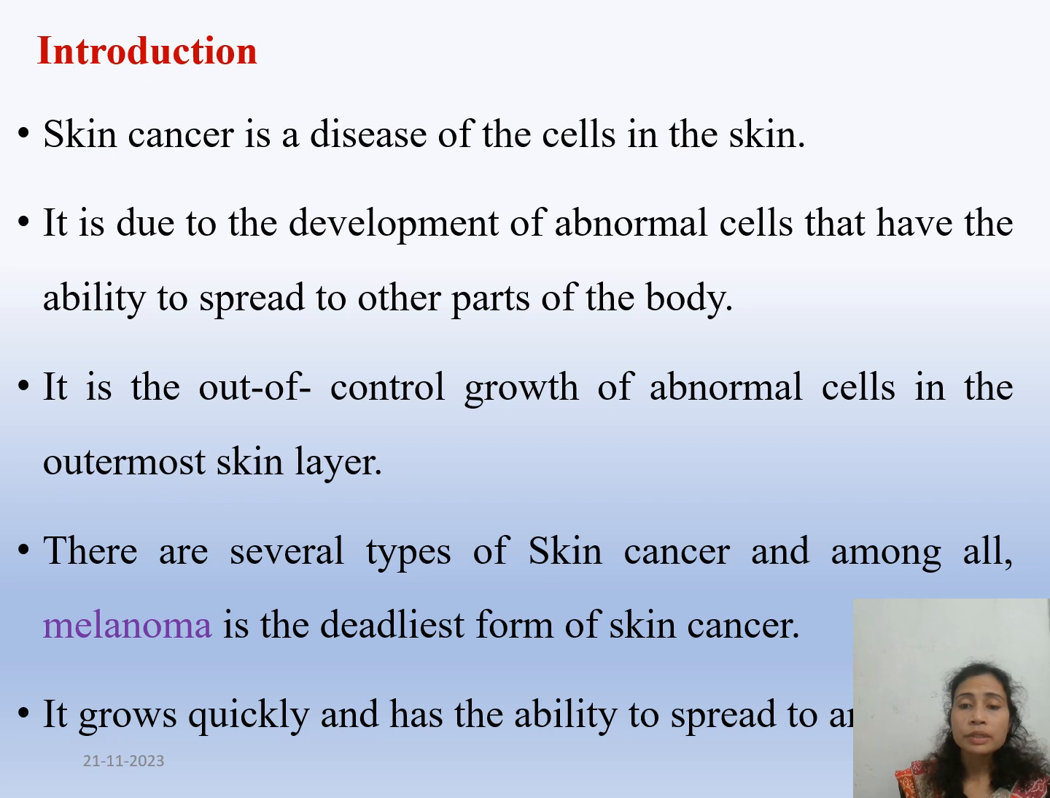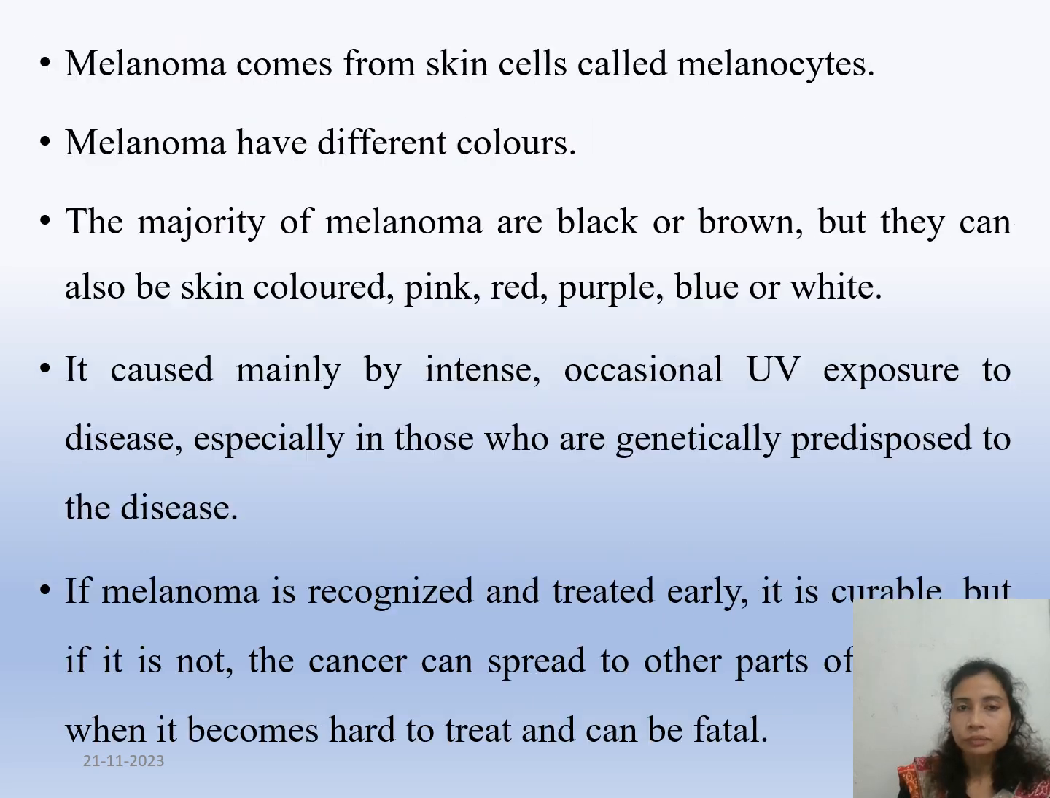There are several types of skin cancer, and among all, melanoma is the deadliest form. It grows quickly, and it has the ability to spread to other organs. Melanoma comes from skin cells called melanocytes, and melanomas have different colors. The majority of melanomas are black or brown, and sometimes they can be skin color, pink, red, purple, blue, or white. It is caused mainly by intense or occasional UV exposure, especially in those who are genetically predisposed to the disease.